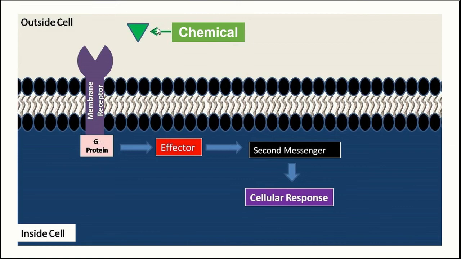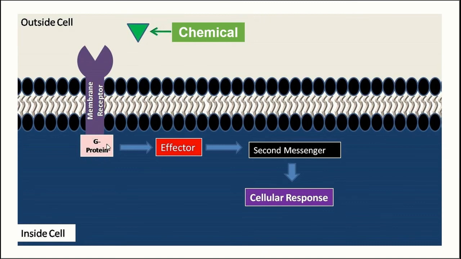We have our chemical messenger here. Something like a hormone will often bind to a specific site, a specific shape, in the membrane protein. So this is our membrane protein receptor, which is very specific for this chemical messenger right here. When this chemical messenger binds to its membrane receptor, that receptor is associated with an inactive G protein. When the chemical messenger binds to it, that G protein will become active.